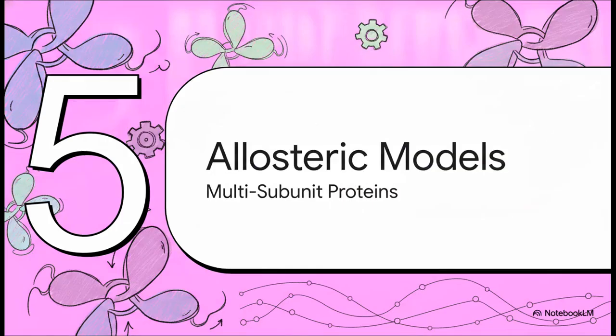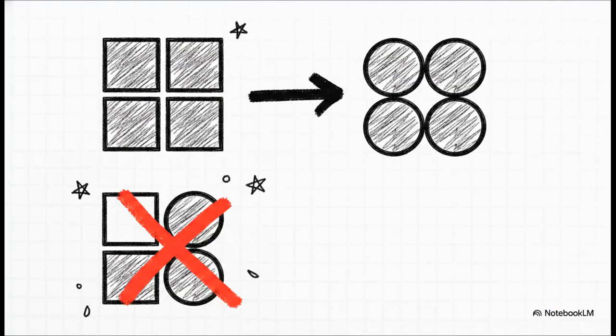And that brings us to our final stop, Section 5, allosteric protein models. So when multiple subunits work together, we often see positive cooperativity, meaning one ligand binding makes it way easier for the next one to bind. But how does the protein actually move? Well, the concerted, or MWC model, operates on incredibly rigid rules.